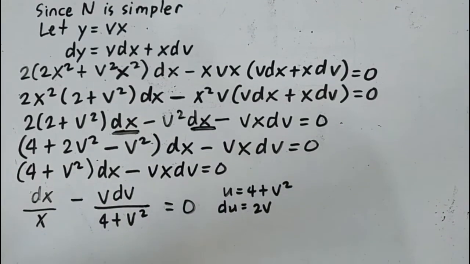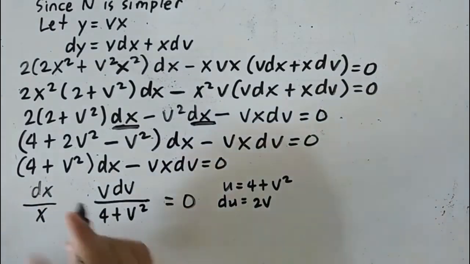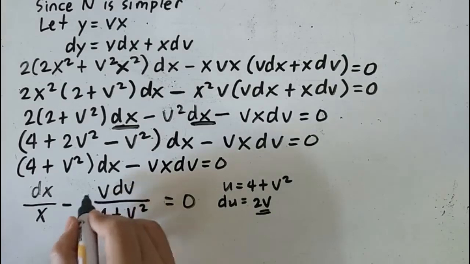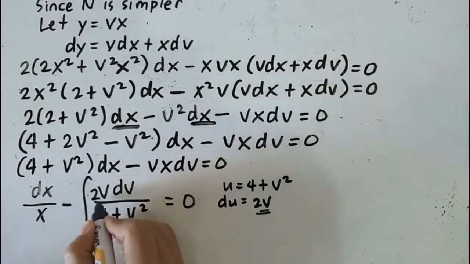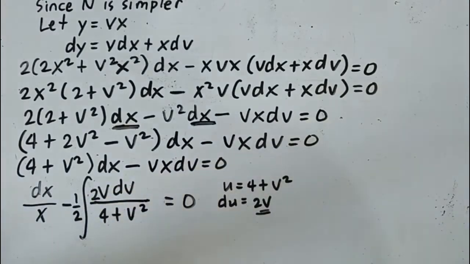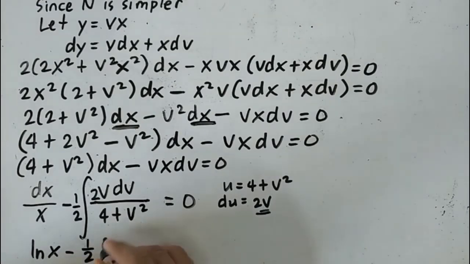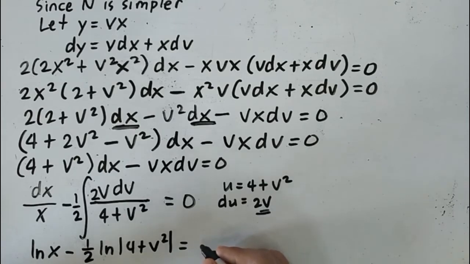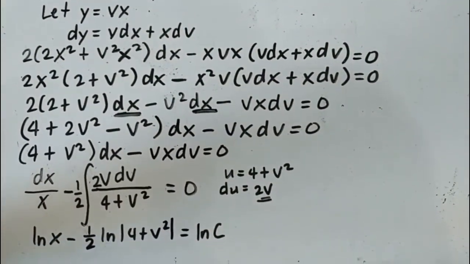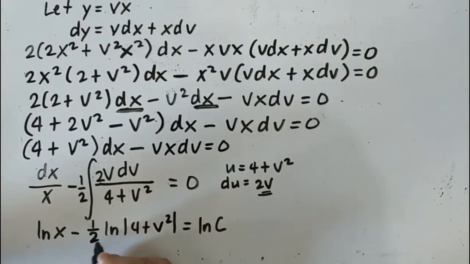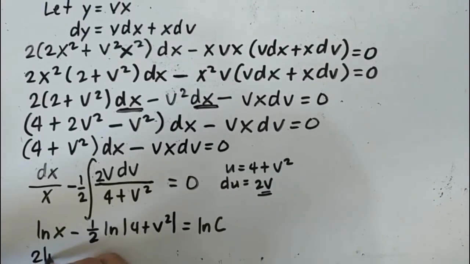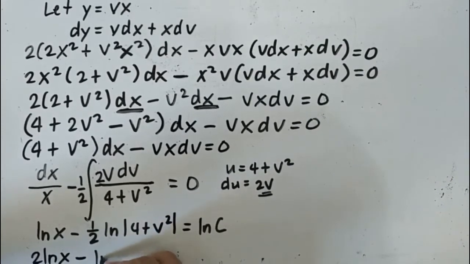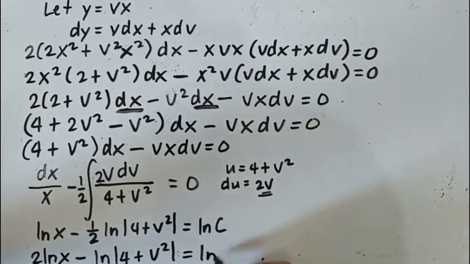We simply adjust the integrand. Alright, since we need 2v, and since we only have v, we write 2 here, and then when we integrate, since we place 2 here, we place 1/2 here, adjusting the integrand. So this becomes ln of x minus 1/2 ln of 4 plus v squared equals, so it's better to place here ln of c. And in order to eliminate the denominator of 2 in the second term, we multiply everything by 2. So we have 2 ln of x minus, this cancels, ln of 4 plus v squared equals 2 ln of c.